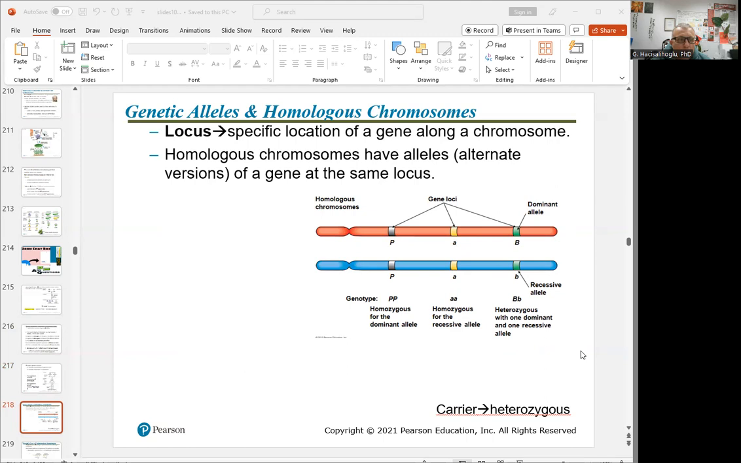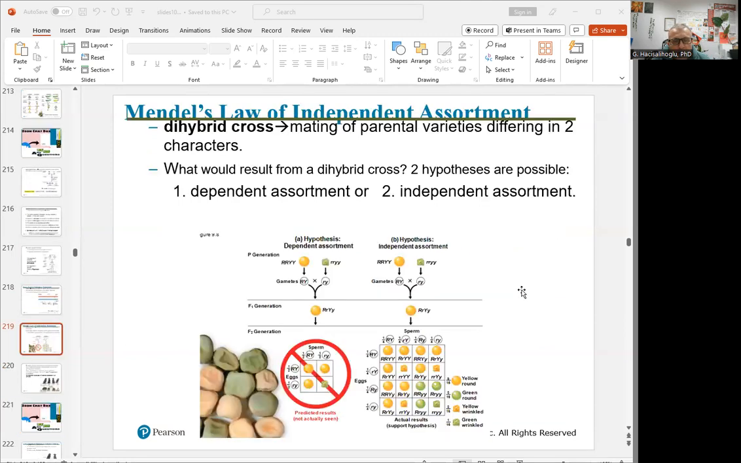So genes that we're talking about here, 1 gene, 2 genes, several genes, they are located on chromosomes in specific locations. They are called loci, or locus, or loci. You can see here. The next will be dihybrid cross.